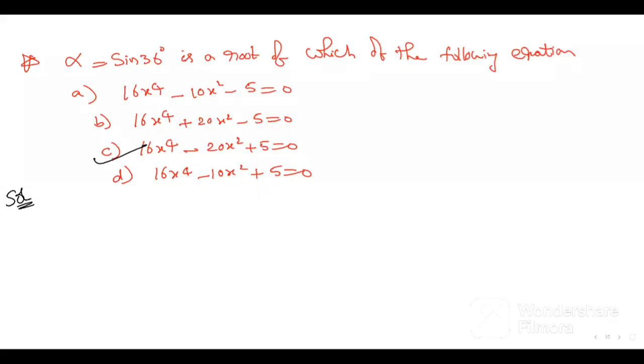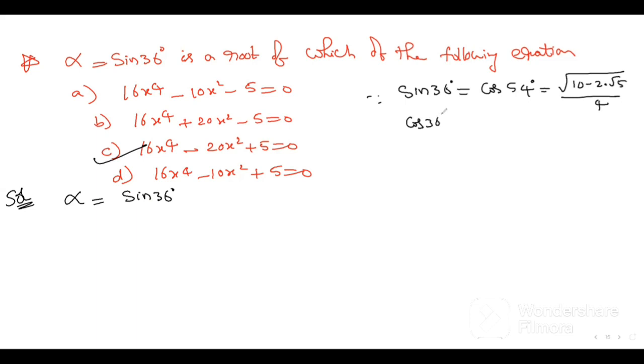Okay, now explain next question. Alpha is equal to sine 36 degrees is the root of which of the following equations? So what is the alpha value given? Sine 36 value. So we have sine 36 is equal to cos 54 is equal to root under 10 minus 2 root 5 by 4.